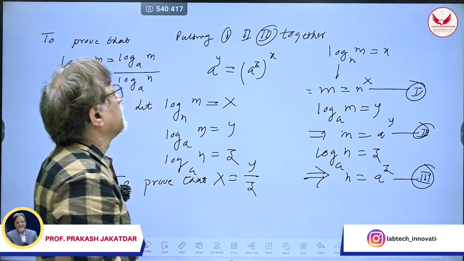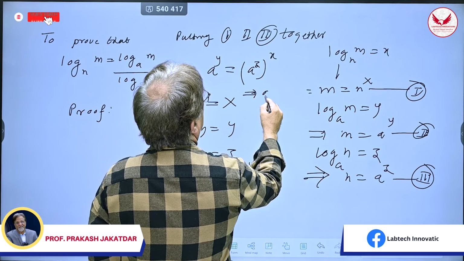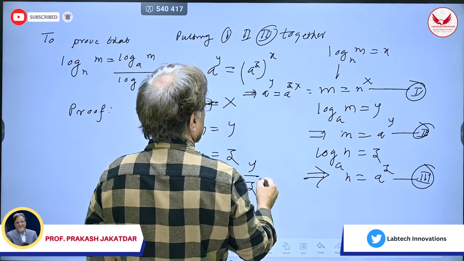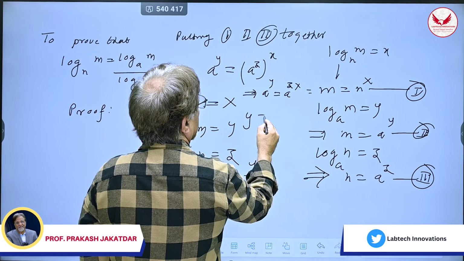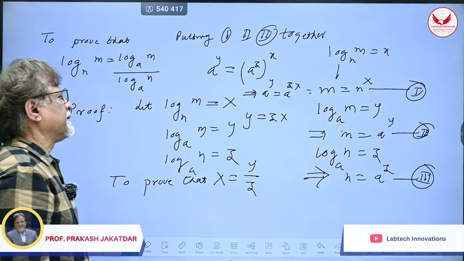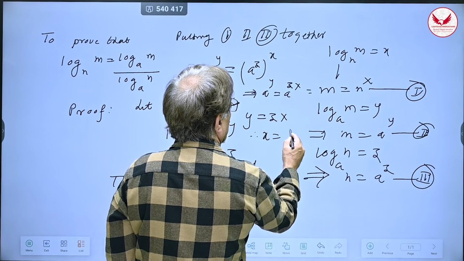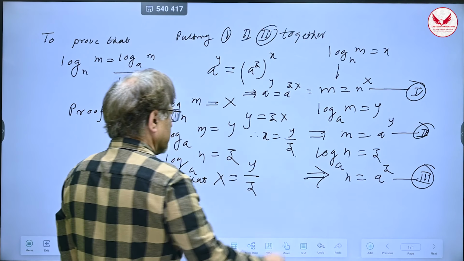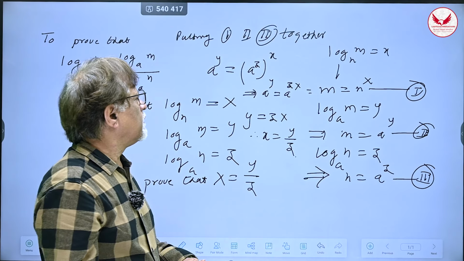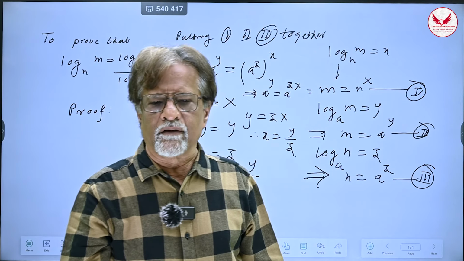So from 1 I get this statement. This implies that a raised to y is equal to a raised to zx, which means y is equal to zx because it is given a is not equal to 1. Correct? So therefore we have proved that x is equal to y by z. This is exactly what we set out to prove. Okay? That's all. So we'll solve certain problems based on logarithms in the next lecture.